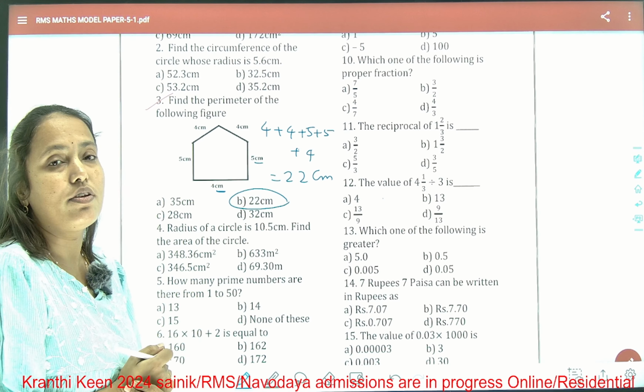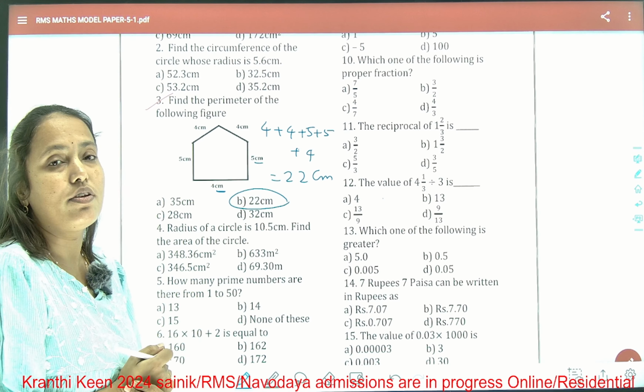This is also one important question. This question comes under number system and under the chapter of integers. Integers are nothing but negative and positive numbers. We are discussing negative and positive numbers, which are the integers.